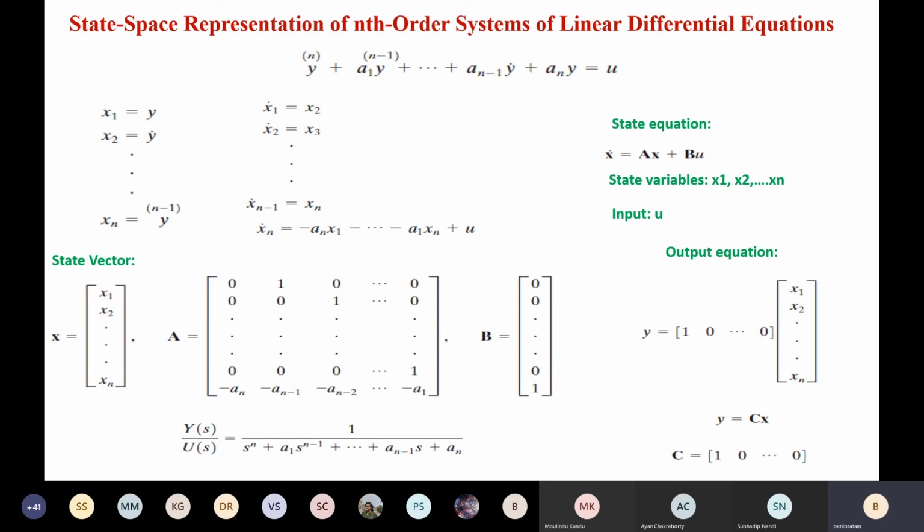Yeah, am I audible? Yeah, sure. Yeah, so in the A matrix, in the equation xn dot is equal to minus an x1 and so on, the coefficients of each term are only an and all those terms, no? So in the A matrix, why are the ones there? Only the an minus 1, an minus 2 coefficients should be there at the proper places, no? So 0, 1, 0, 0, the ones are not needed, no. Let me.